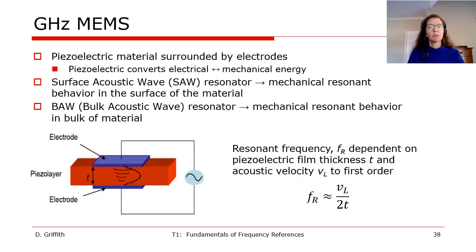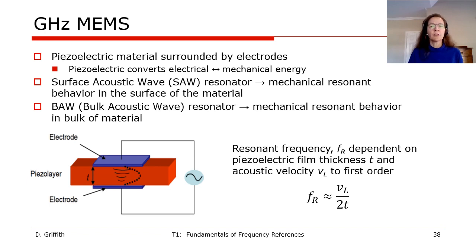At the gigahertz frequencies, MEMS resonators are implemented differently from what we saw at kilohertz and megahertz. Instead of structures requiring tuning voltages and a high voltage bias, they're implemented with a piezoelectric material surrounded by electrodes. This piezoelectric material converts between electrical and mechanical energy. Two common types of gigahertz MEMS resonators are SAW and BAW. SAW stands for surface acoustic wave because the mechanical resonance behavior is on the surface of the material. BAW stands for bulk acoustic wave, where the mechanical resonance behavior occurs in the bulk of the material.